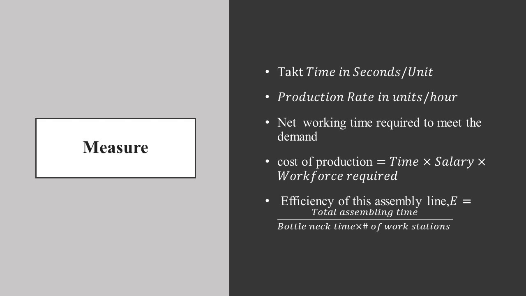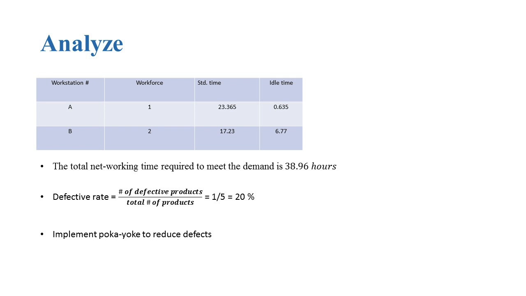In the Measure step, we have measured and calculated various parameters such as takt time, production rate, net working time, cost of production, and efficiency. In the Analyze step, the number of operators, standard time, and the idle time are analyzed in each workstation. Furthermore, in our actual execution, we have found a defective rate of 20% in the total assembled products.